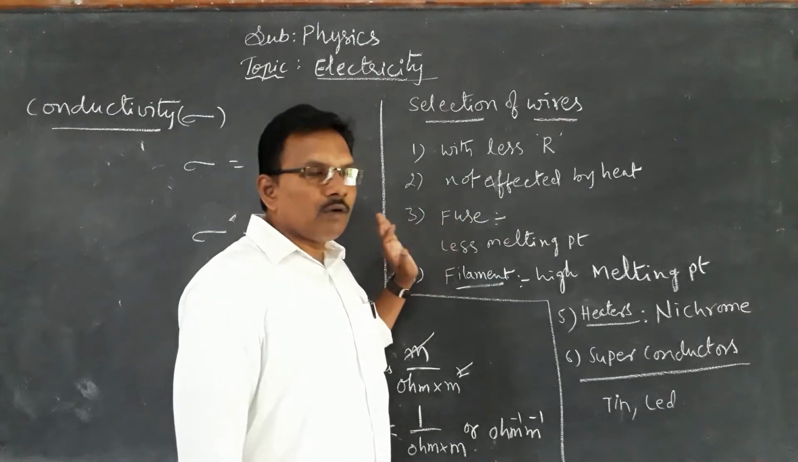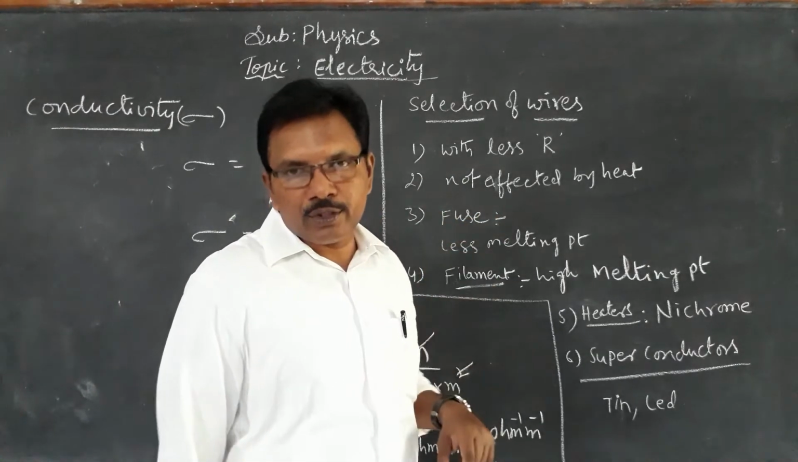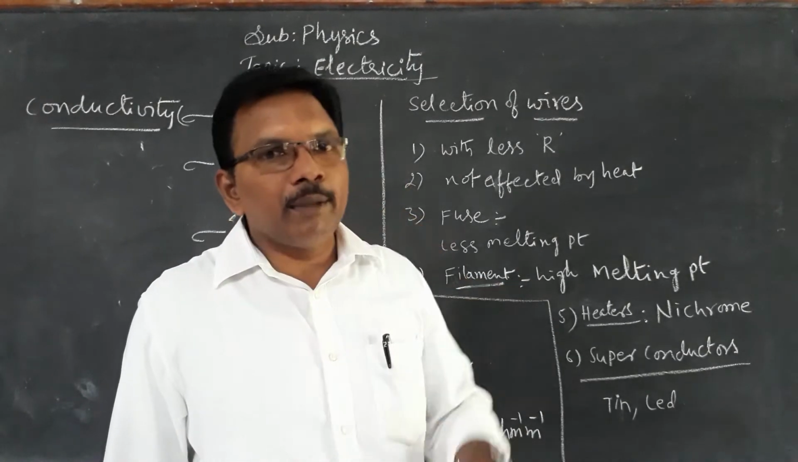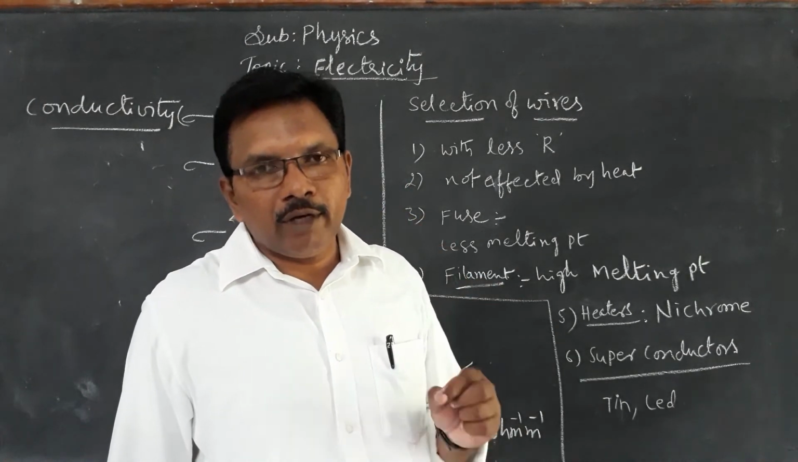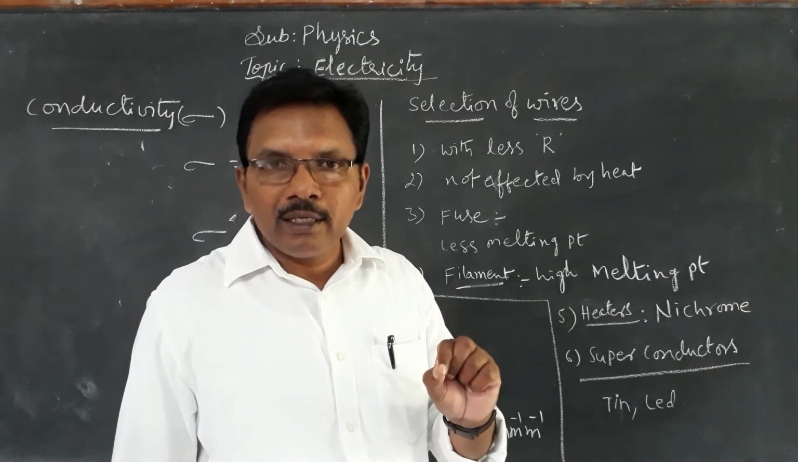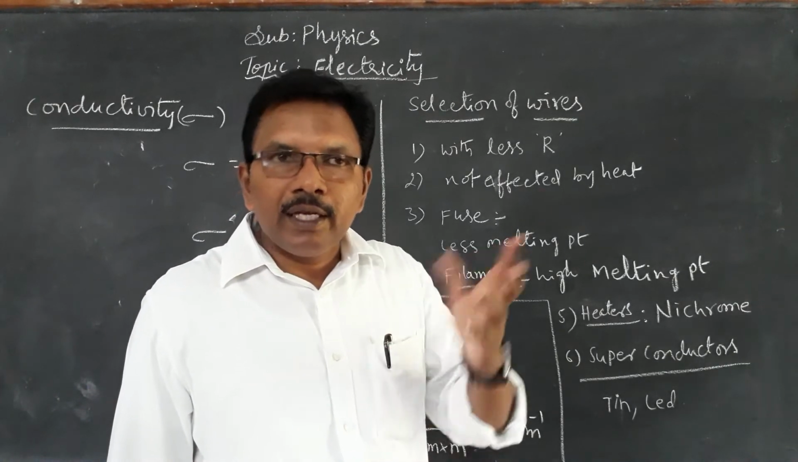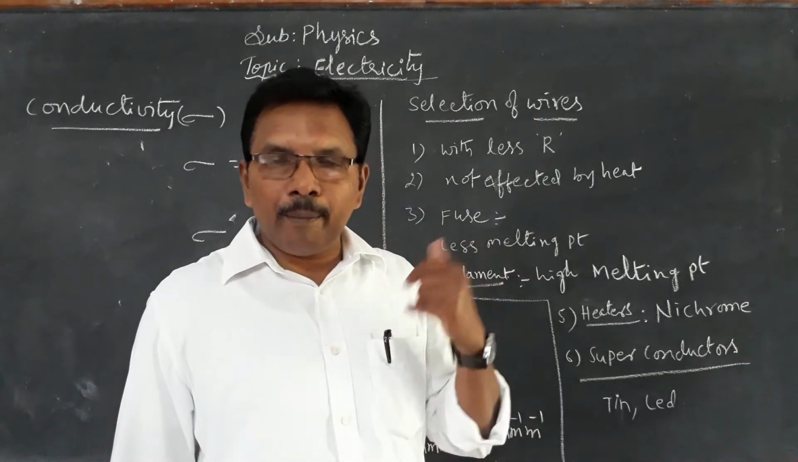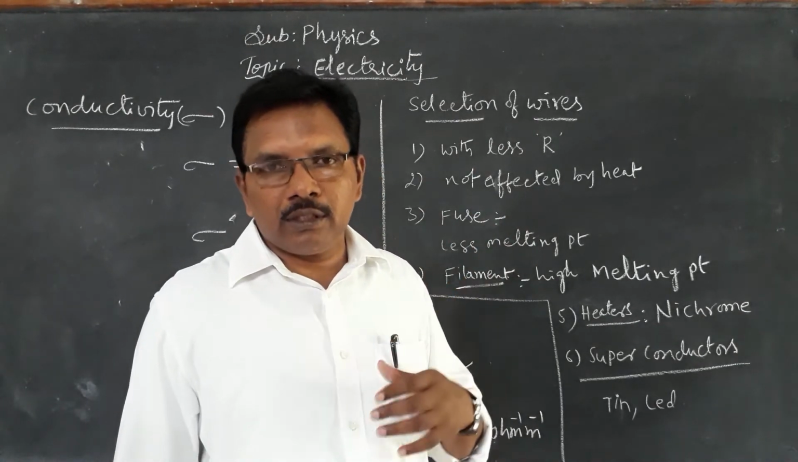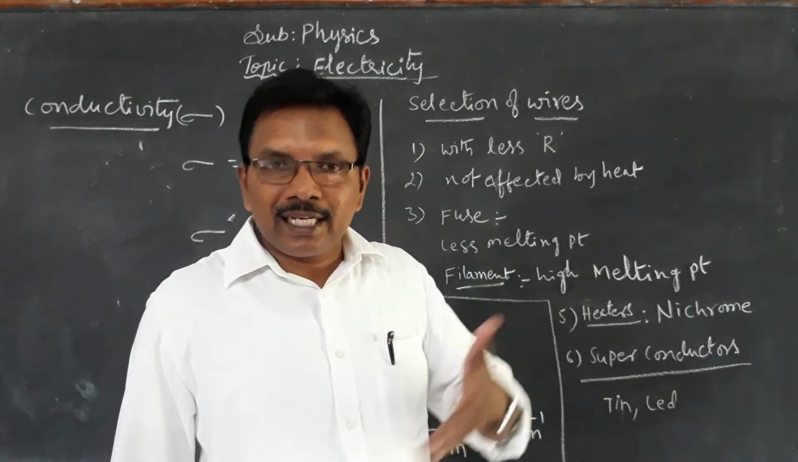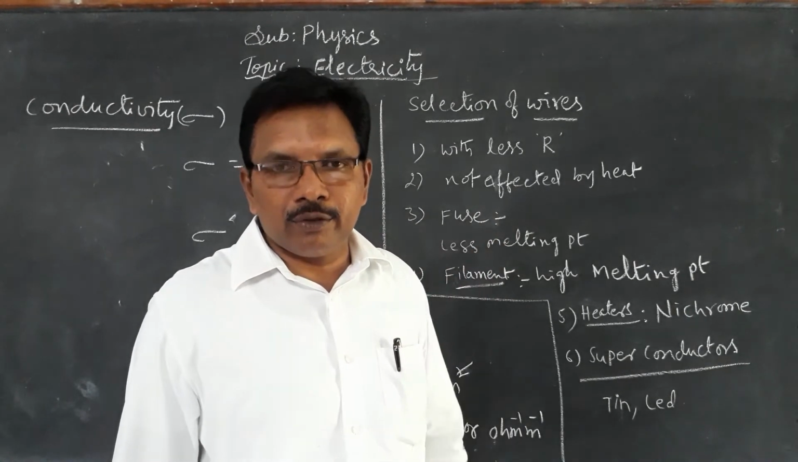Next, fuse. If you take a fuse, it should have a low melting point. Fuse should be a thin wire and must have a low melting point. Why? If any wrong connection happens in the house or any connection, what will happen? Heat generates in the circuit.